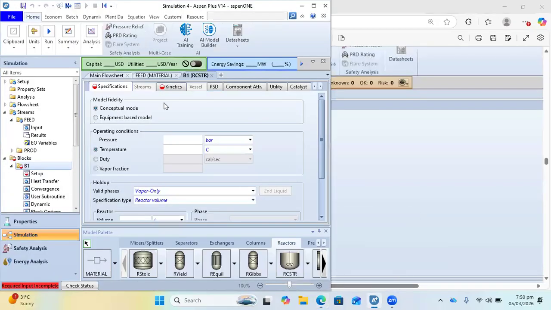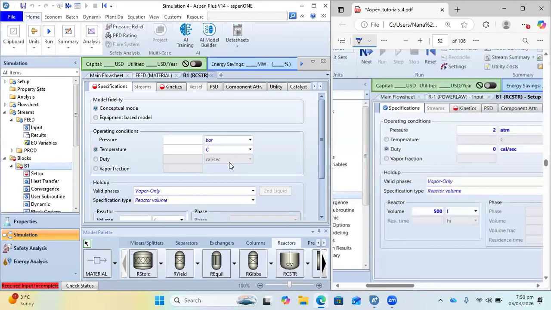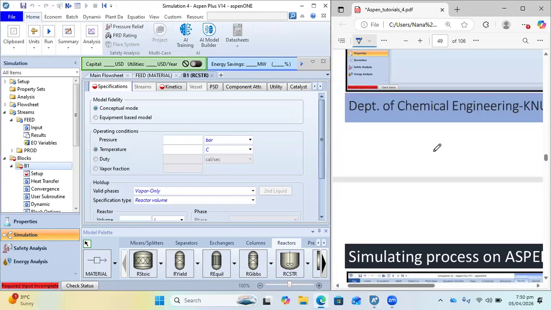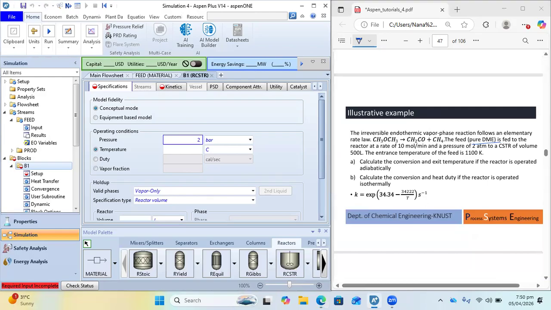The only difference that we are seeing is that for version 14, they are asking if you want to work with a conceptual mode where you are just using the shortcut calculations, or you want to give a few more details on things like the jackets, the coil, all those things. So that's if you want to get into those details, right? So we'll keep it on conceptual mode, and then we'll just put in the details we need. So we need the pressure, we need the temperature, or the duty. So the pressure is 2 atm. We are going to start with the duty because the first part is we're operating adiabatically. So the duty would be 0.